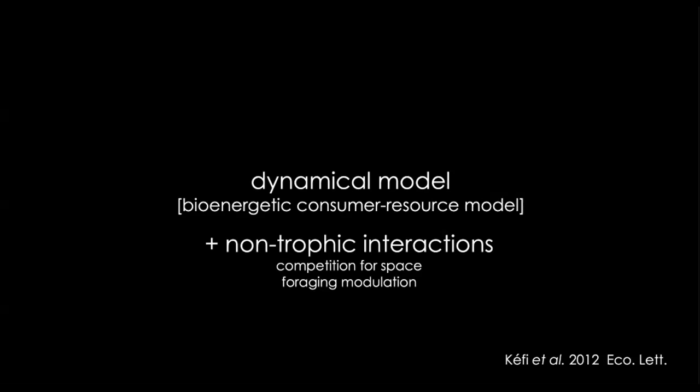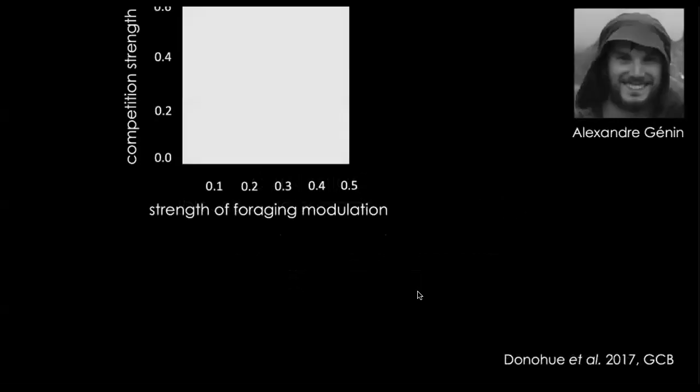In the food web model, we use allometric scaling to parameterize the model in terms of everything that is related to feeding. So we have a generic way of parameterizing the model for the feeding parameters, but we have no idea about the intensity of the non-trophic interactions. So what we're going to do is run simulations for a range of parameter values for the intensity of competition for space and foraging modulation. And these are simulations that were run by a previous student, Alexandre Génin.